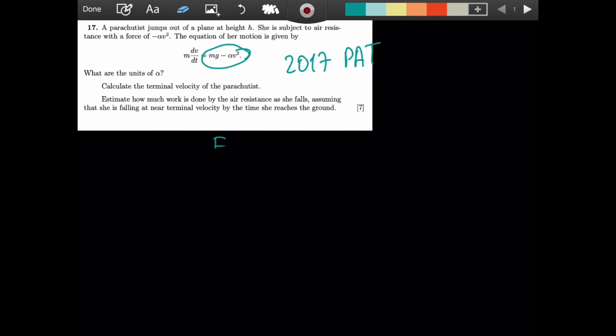And notice that whoever wrote the question, they chose downwards as positive, as we can understand from the sign of mg. Because if it was negative, g would be negative, we would use negative g, and mg would be negative mg, not positive mg. So they chose downwards as positive and upwards as negative.